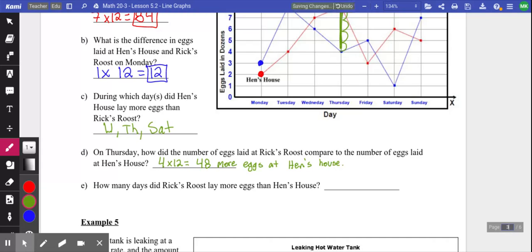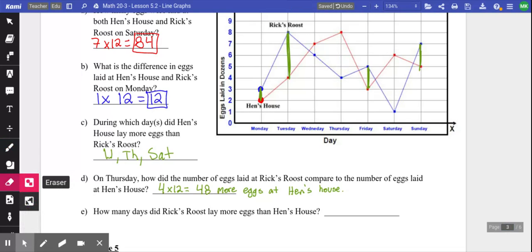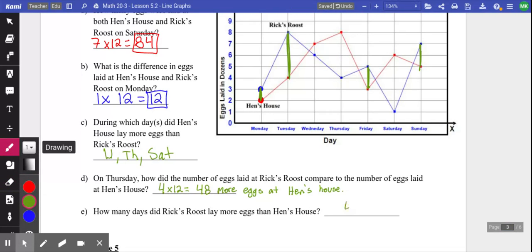Part E, how many days did Rick's roost lay more eggs than Hen's house? Now we're looking for when the blue line's above the red line. If you look, it should be 4. There's a 1 right here, 2 right here, 3 right here, and 4 right there. That'd be the 4 days that Rick had more than Hen. 4 days.